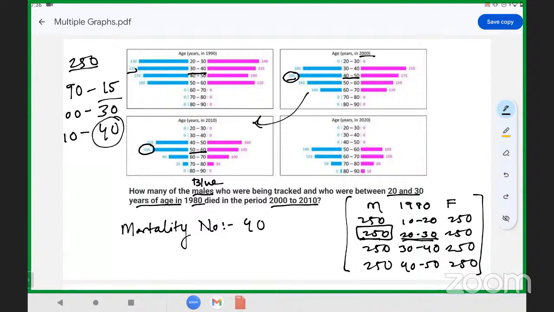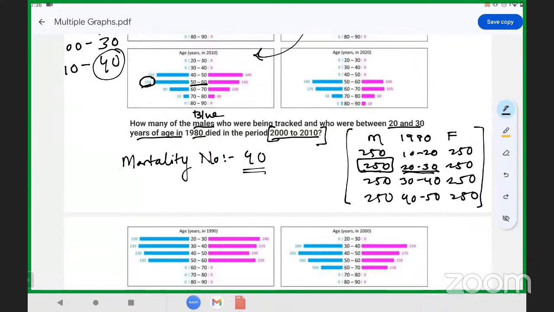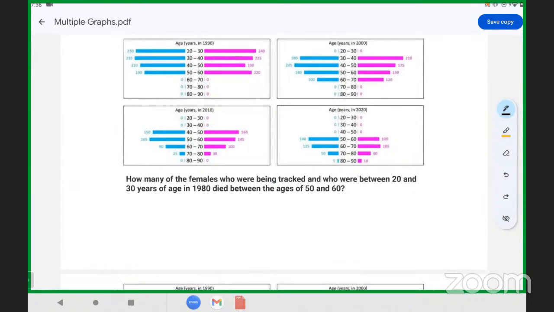So we are asked about the period from 2000 to 2010. Okay, so 2000 started with 205 and it ended with 165, which means there is a 40 difference. So 40 people died during this period. Moving on to the next question.